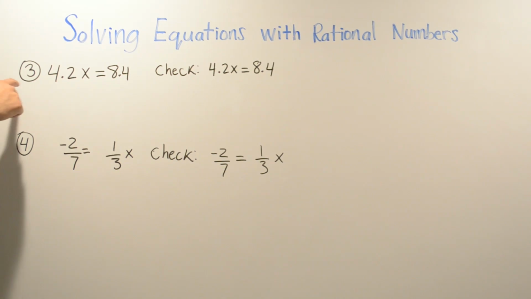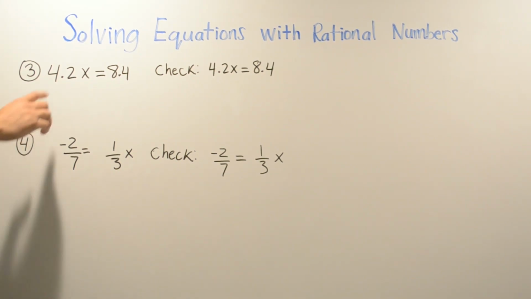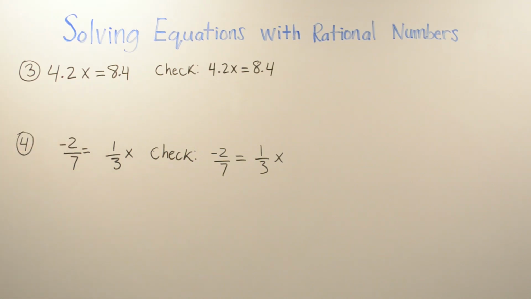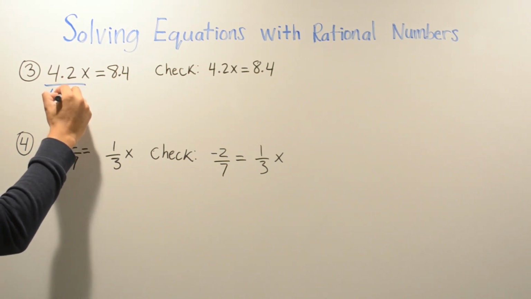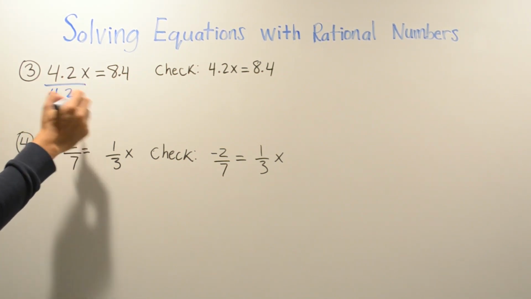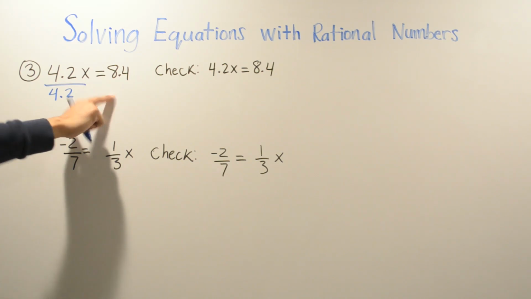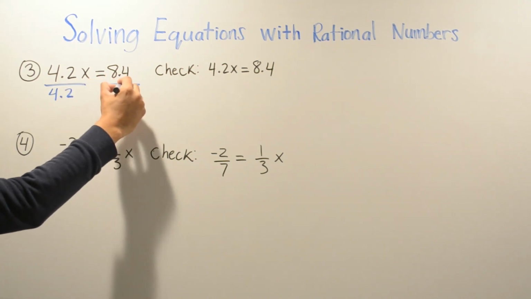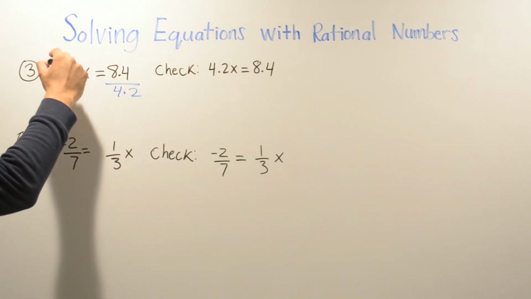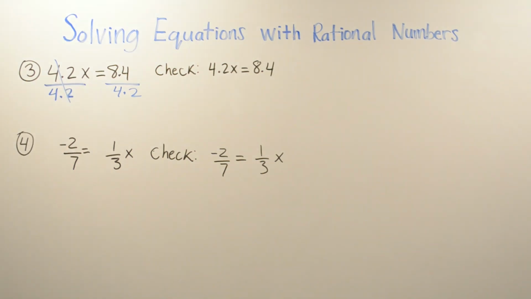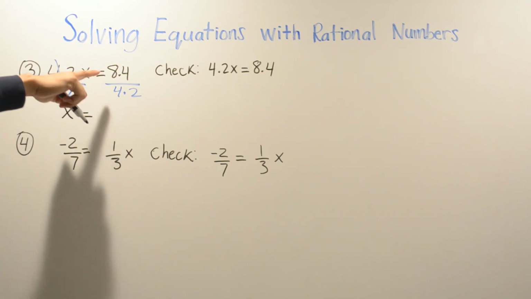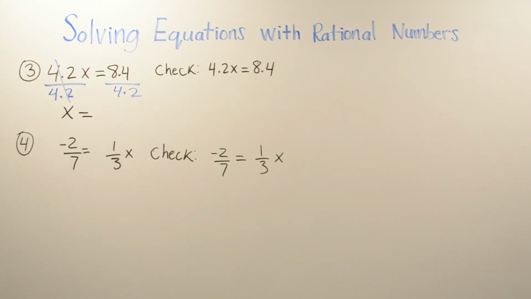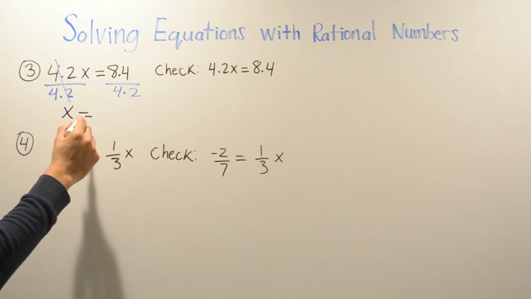In problem number 3, we have 4.2x equals 8.4. And we know that they're multiplying, so the opposite of multiplication is going to be division. So we're going to go ahead and divide by 4.2. Whatever we do on one side of the equal sign, don't forget you have to do it on the other side of the equal sign. So we have to also divide by 4.2. This is going to cancel. Now we're just going to have x by itself.